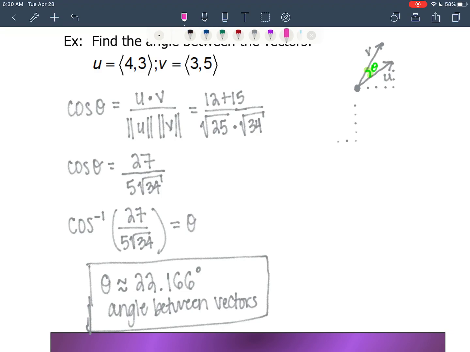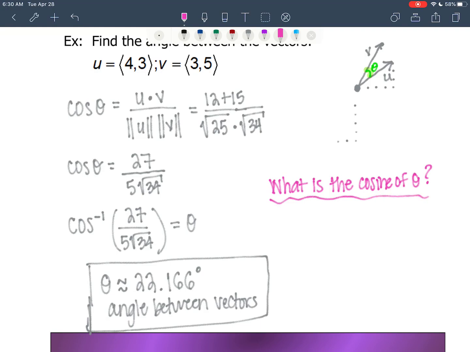Now, what if I ask you, what is the cosine of theta? So I'm kind of just playing around here while you think about this. What is the cosine of theta? Let me look at my work. Well, the cosine of theta is u dot v divided by the product of the magnitudes.